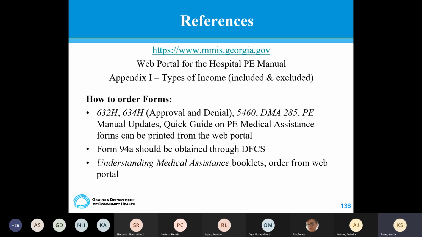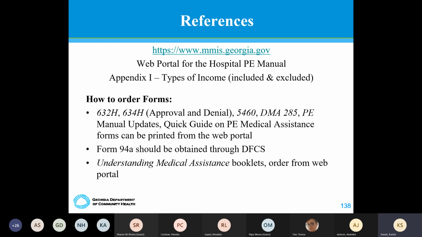If you need other forms to print out, you can always go to the web portal to print them out. The forms that you can print out from the web portal are the PE application, the notice of action, the HIPAA, the DMA 285, the PE manual update form, the SSI pregnant women update form. I think the DMA 635, the attestation of pregnancy, is on there. The quick guide. Those are the forms that can be printed off.